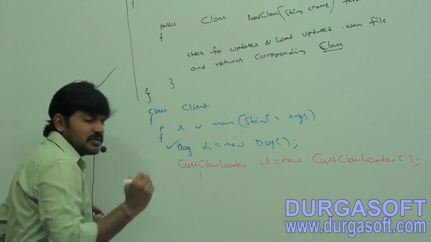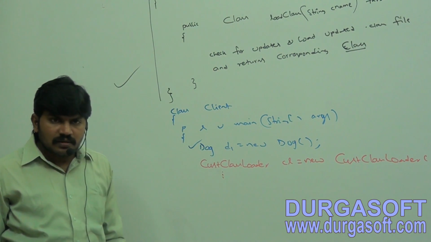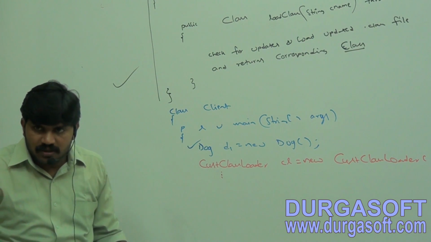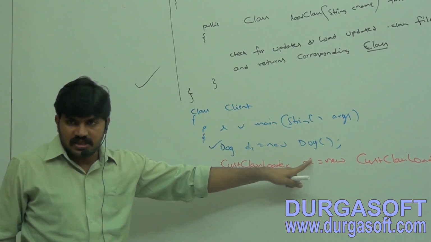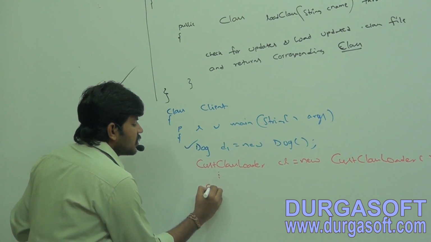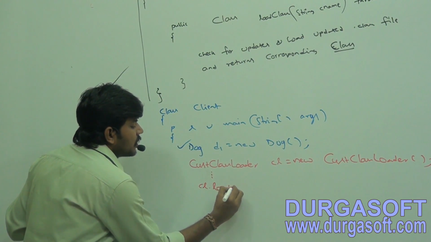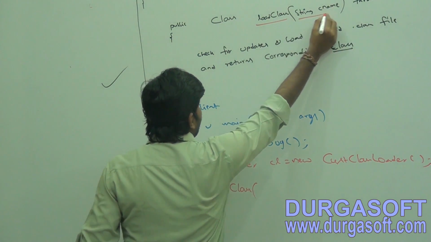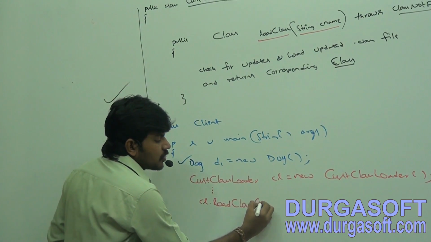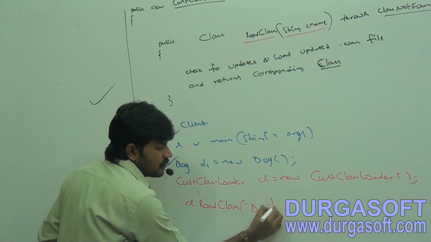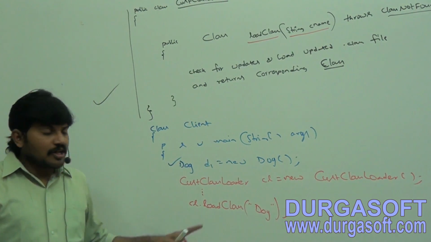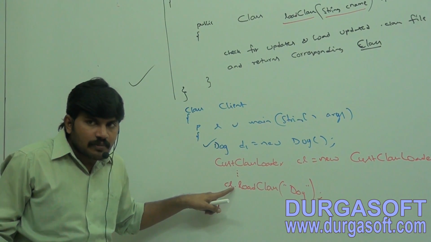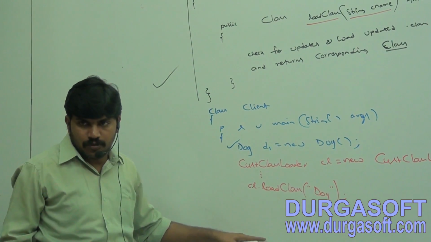Next time onwards, whenever I want to use Dog, don't give the chance to the default class loader. Better to give the chance to this customized class loader. Simple: cl.loadClass. What argument is it expecting? String, okay, Dog. Are you getting it? Now it is going to load the updated .class file, so that the updated .class file is available to our program.